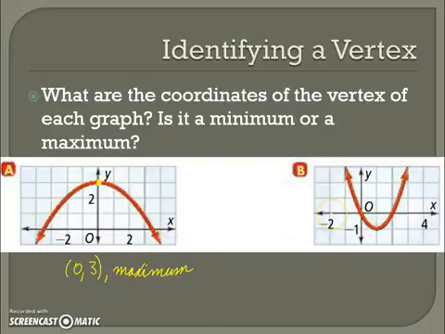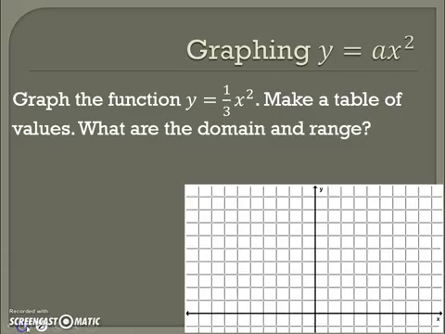Take a look at this one over here. So here, I have the vertex right here, and I'll notice that there's nothing that goes below that. So first of all, we'll write our ordered pair, which is going to be 1, -1, and then that one is a minimum. All right, so this one's a maximum, this one is a minimum. Let's keep going.